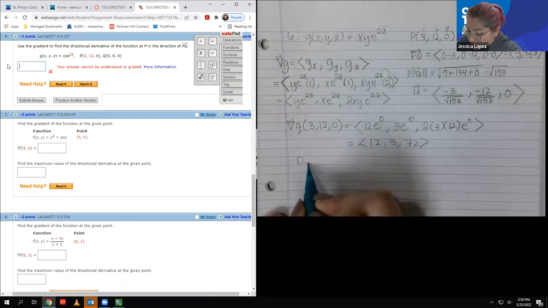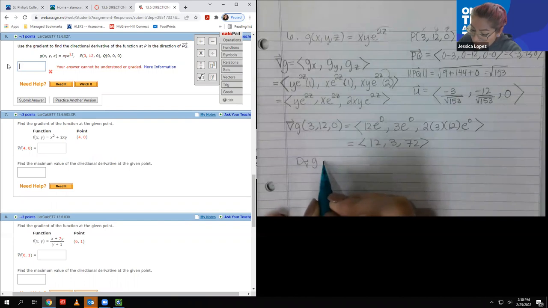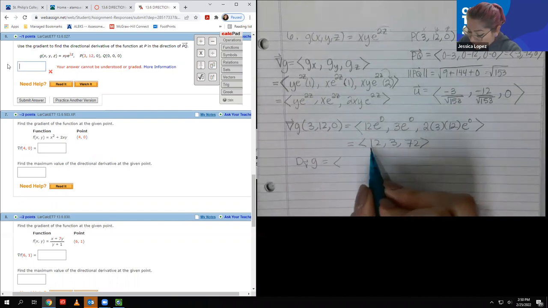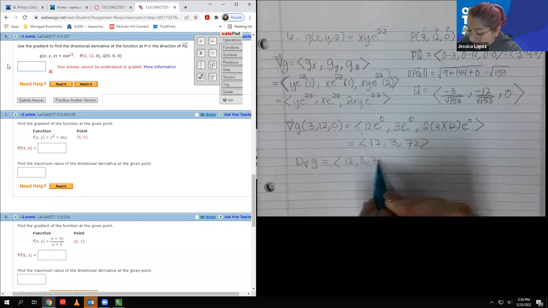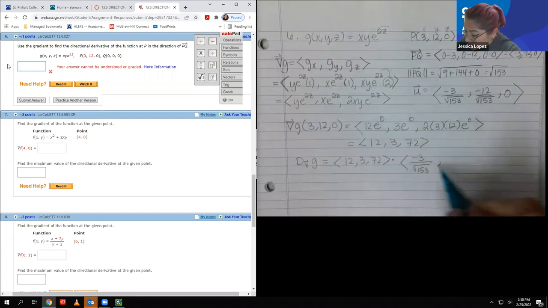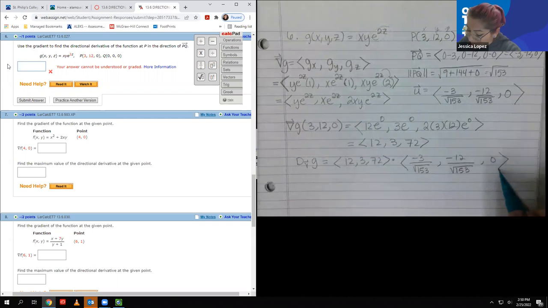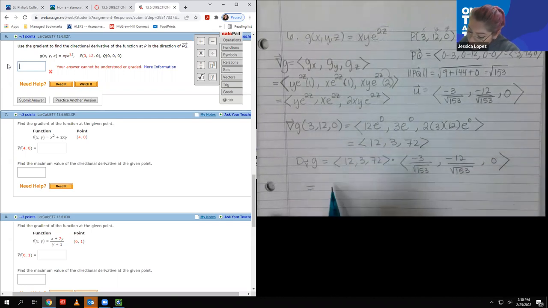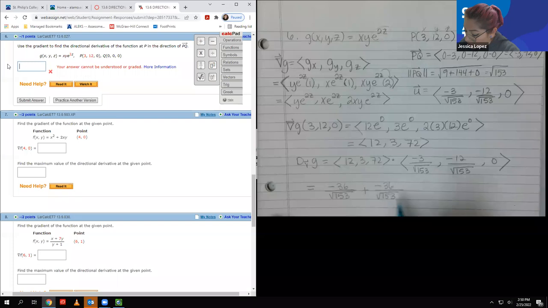So in order for me to do the directional derivative of g, I have to take the gradient, and then I have to dot product it with my unit vector. So negative 3 over the square root of 153, negative 12 over the square root of 153, and 0. So when I multiply these, I get negative 36 over the square root of 153. Plus, when I multiply the middle components, I get negative 36 over the square root of 153. And then those, when I multiply them, I will get 0.